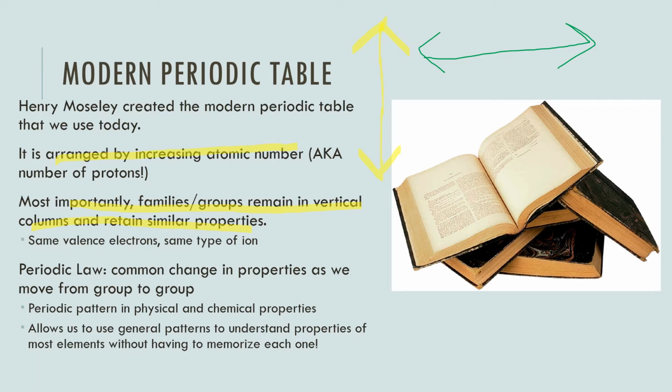So the modern periodic table is arranged by increasing atomic number. If you didn't write this down before on your periodic table, let's write down Henry Moseley's name. And let's put arranged by increasing atomic number, and families or groups are in vertical columns with similar properties.